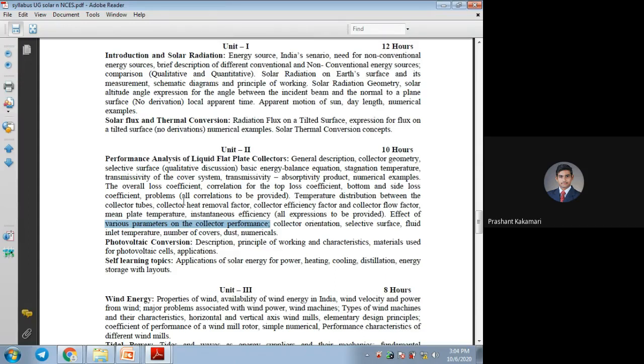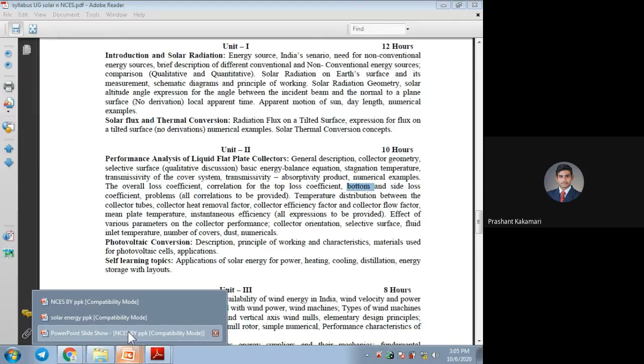Then later we have the overall loss, that is, loss from the flat plate collector from the top, bottom and sides. All these coefficients and correlations will be provided, so derivation is not given here. We need to depend on the equations, and only the equations you have to recall. Then temperature distribution in the flat plate collector, then heat removal and collector efficiency. These are all the things we need to discuss in the remaining part.